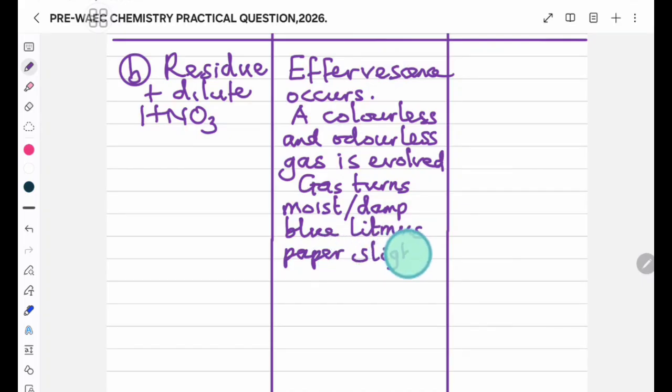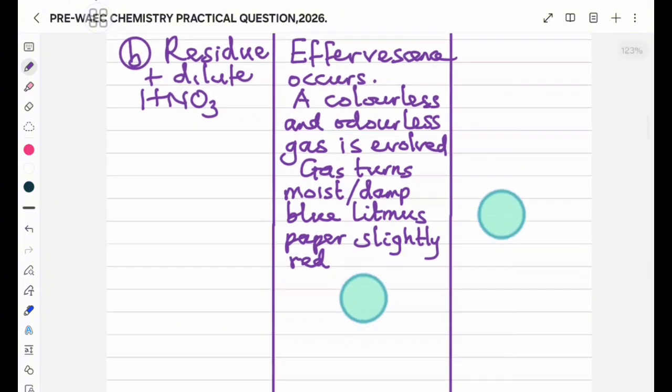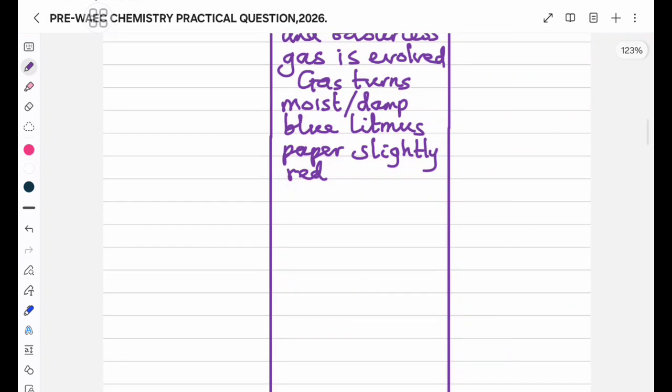Even if you don't put slightly, if you put the color test, with or without the word slightly, as long as the correct color that it is changing to is mentioned, you score your mark. But let me put it slightly. It turns the moist or damp blue litmus paper slightly red, not so deep. That's why it is slightly, but the color is mentioned, so you score the mark for that color if it is correct. And not only that, we also use lime water.